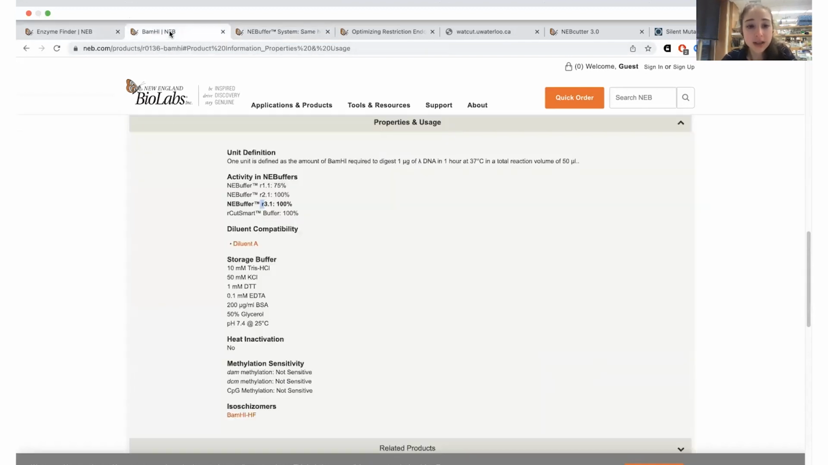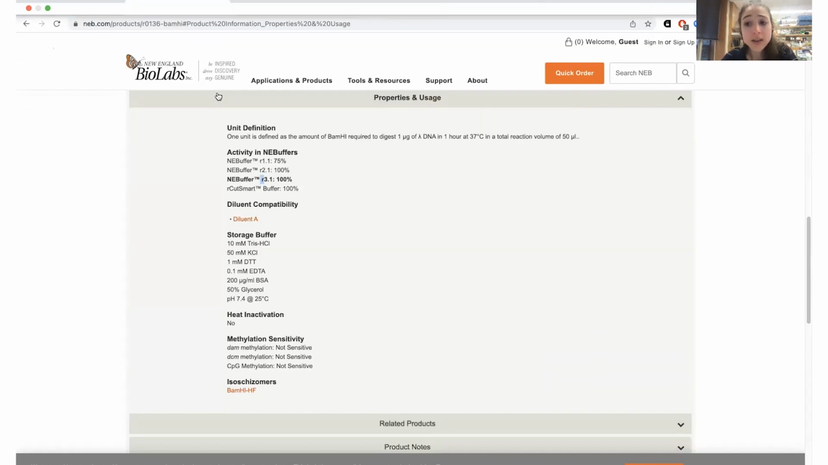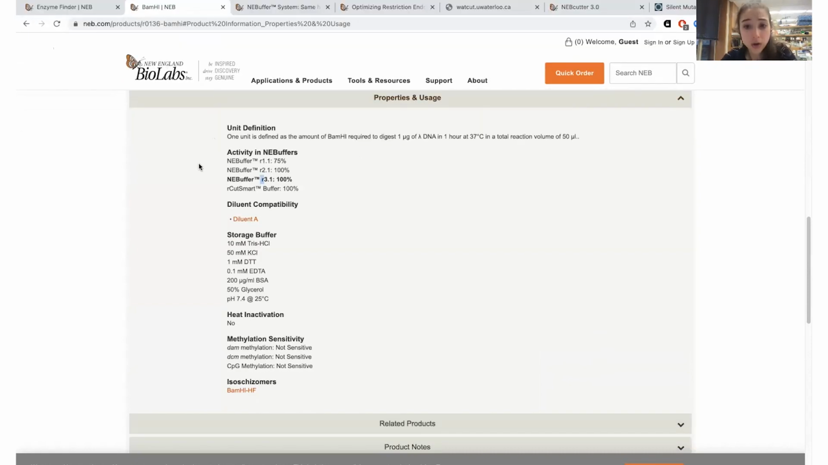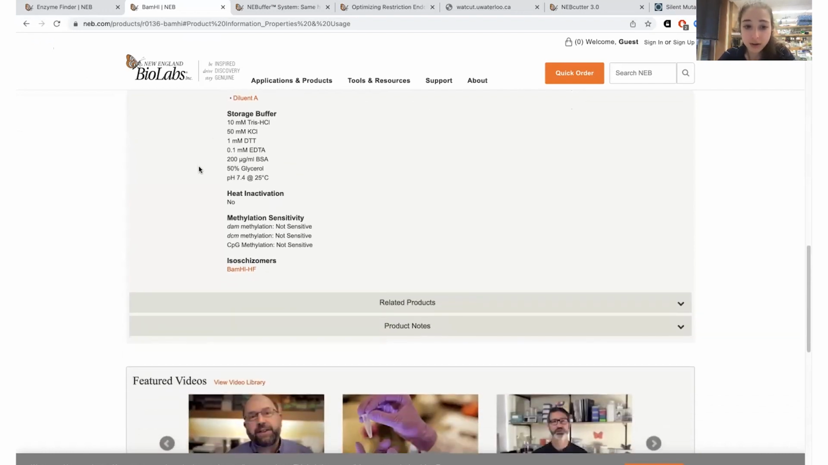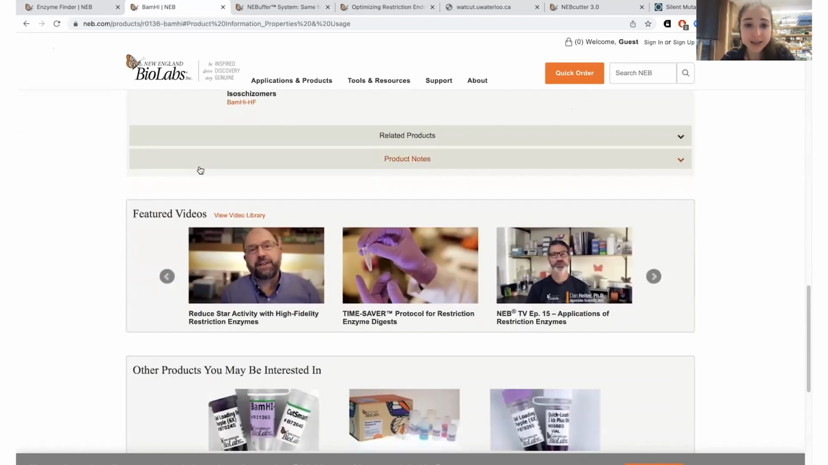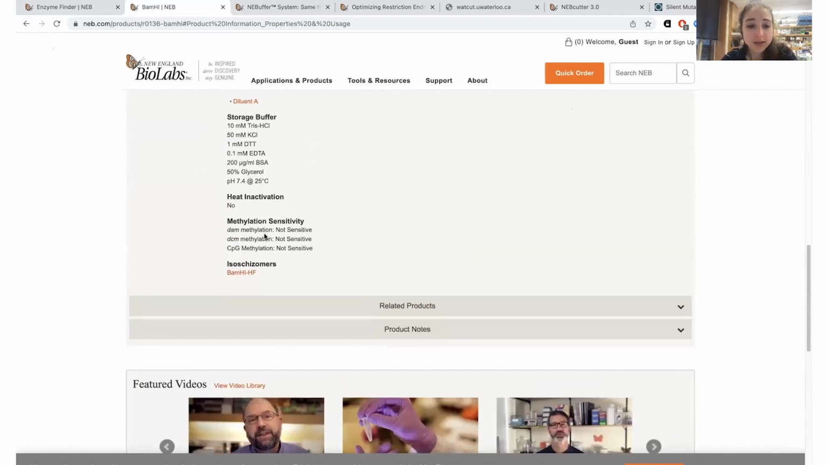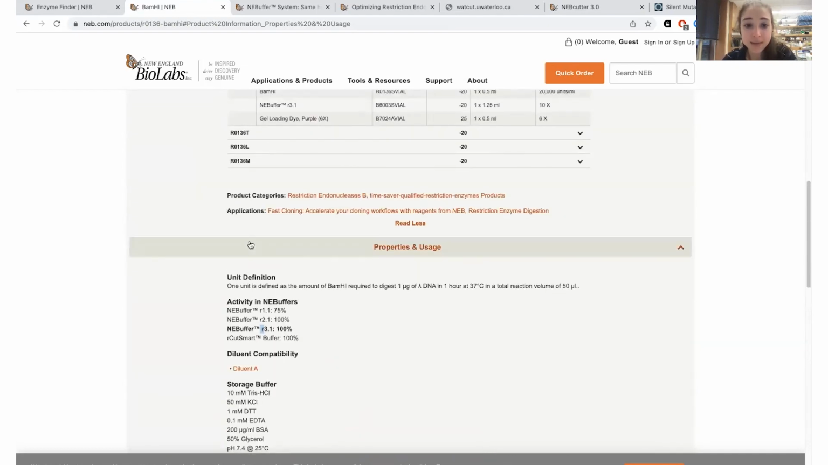Speaking of using old ones, these enzymes have expiration dates, but I have used restriction enzymes that are so old without a problem. I don't know if I would have a little better activity with the newer one, probably. If you're having issues, you should definitely test and see if your enzyme is still active with some positive controls, but don't just throw it out because you're past the expiration date. You also see it'll tell you about methylation sensitivity. This one is not sensitive to the methylation, so you don't need to worry about that.